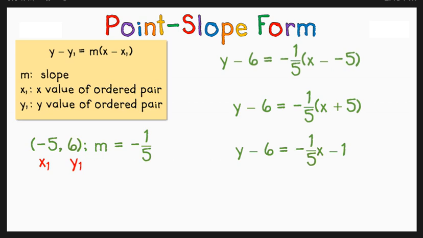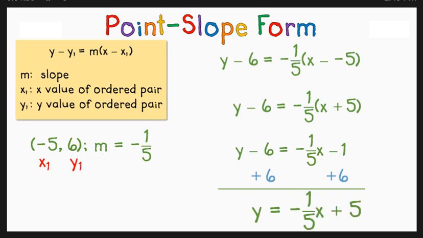To undo the subtraction of 6 with the y, we would add 6 to both sides, and then we would have y equals negative 1/5 x plus 5.